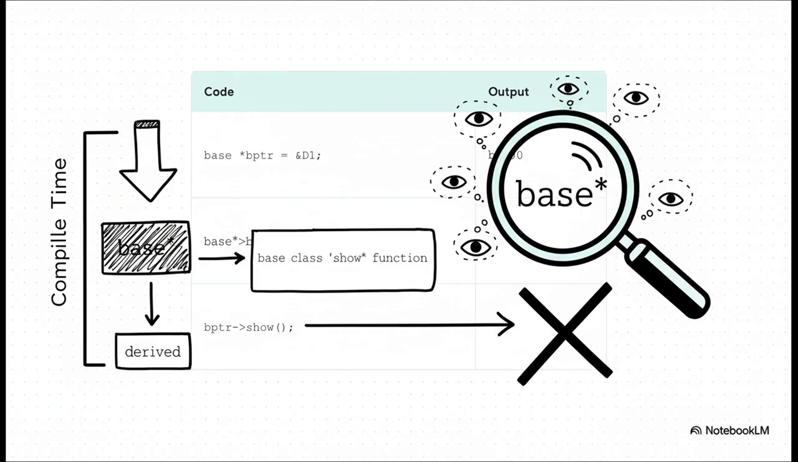C++ does what's called early binding. This means that when the code is compiled, it only looks at the pointer's type, which is base. It has no idea that at runtime, it's going to be pointing at a derived object. So it calls the base class's function.